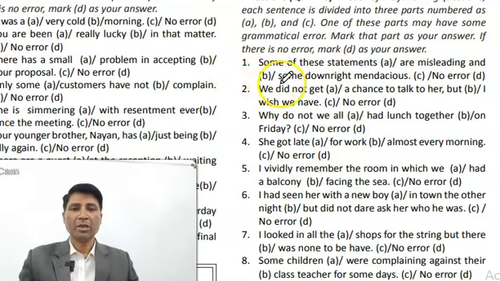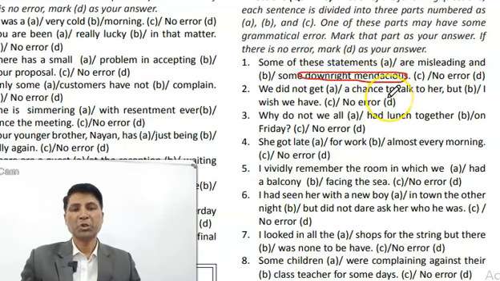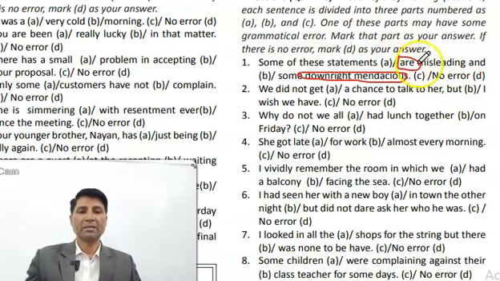Question number 1. Some of these statements are misleading and some downright mendacious. First of all, let me explain these 2 words, though I will be discussing vocabulary later on. Mendacious means deceiving or false, fake, that can cheat you. Now, we are not going to discuss vocabulary at present. Our main aim is this. This verb are is in simple present tense. We are not doing subject verb agreement at present, so focus on these 3 points.